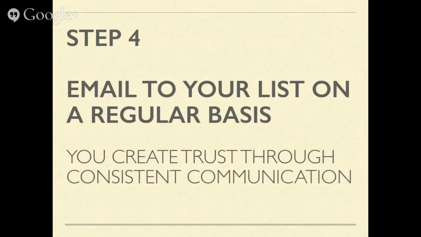Step 4, email to your list on a regular basis. You create trust through consistent communication. Now, frequency may vary a lot depending on your business, but it doesn't really matter so much how often you do it; the key is that you're consistent about it. So what you don't want to do is go 6 months without mailing your list and then send them 15 emails in 1 week. Okay? You need to email your list on a regular basis. This builds trust because you regularly show up.